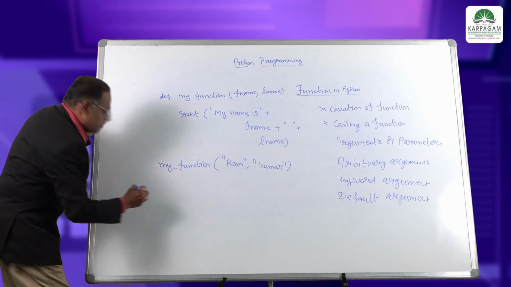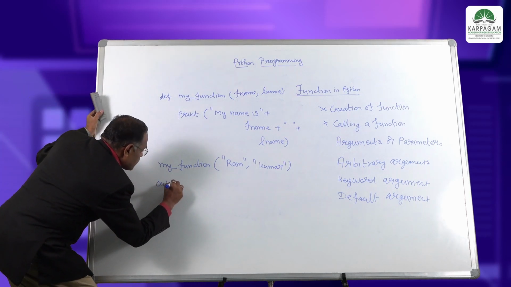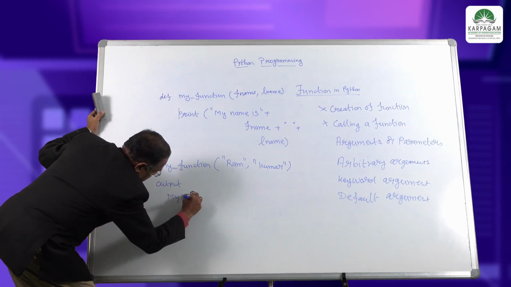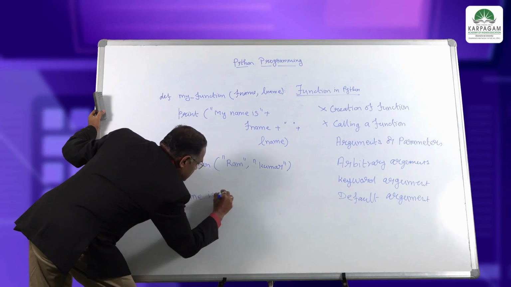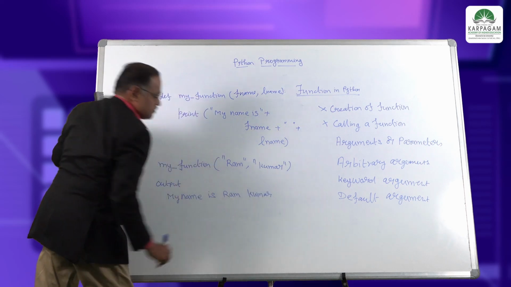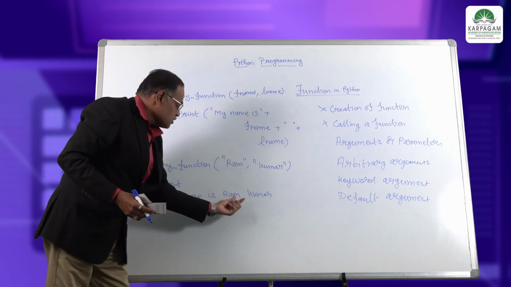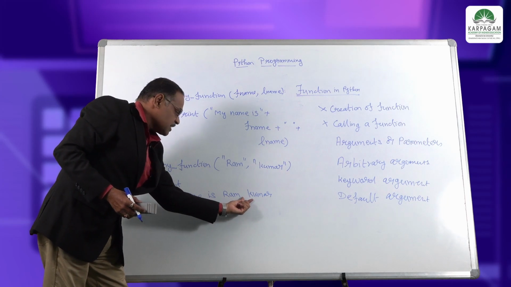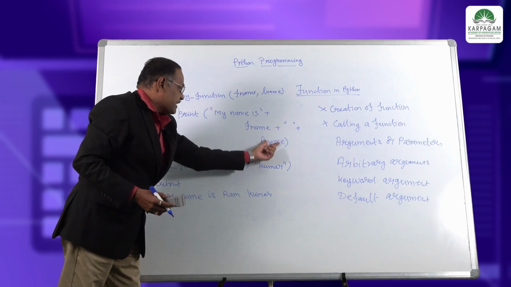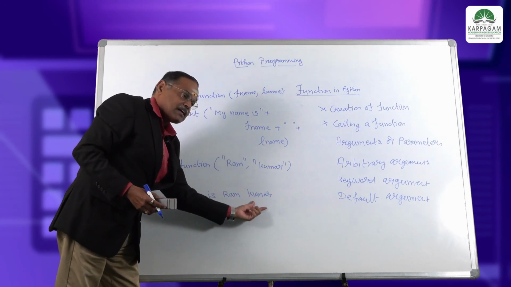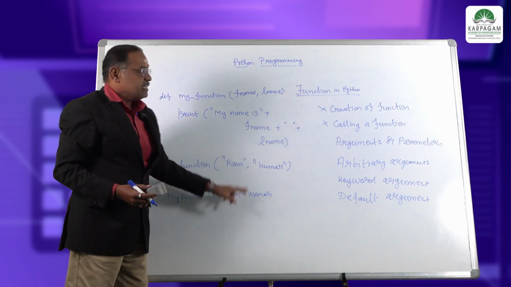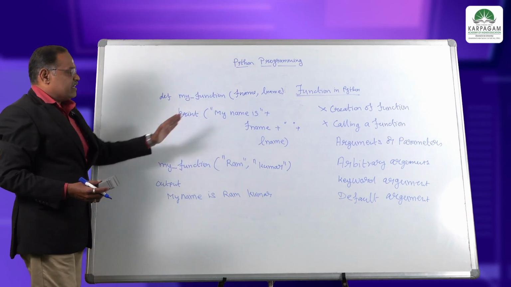How will the output be? My name is Ram Kumar. Here I have given a white space. I have given my name is, then the first name that is Ram, then the last name that is Kumar. In between, I have given a white space, which is also denoted there. This is how the arguments or parameters work.